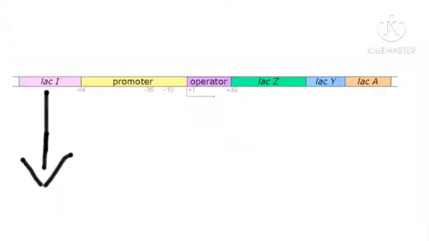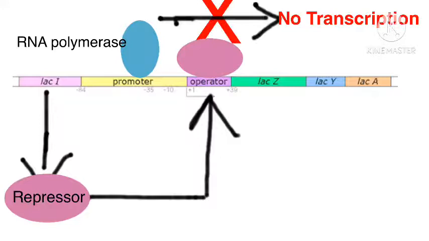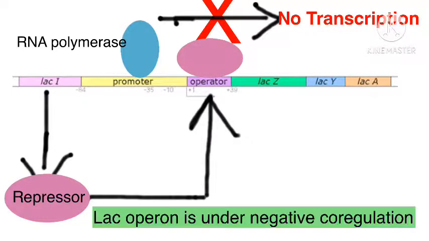Now, binding of the repressor protein gets in the way of RNA polymerase and inhibits transcription of the Lac genes. The Lac Operon is thus under negative co-regulation, which is to say that the active repressor prevents transcription of LacZ, LacY, and LacA genes altogether.